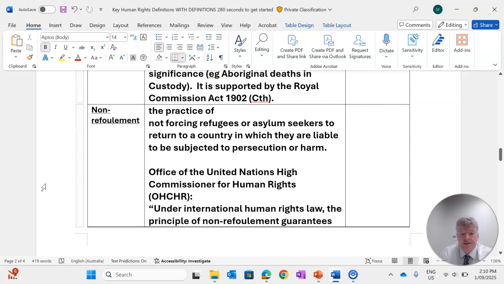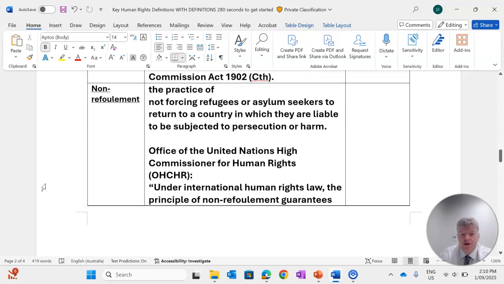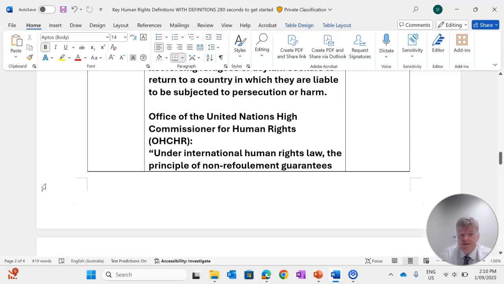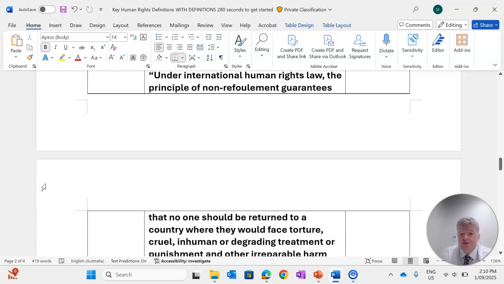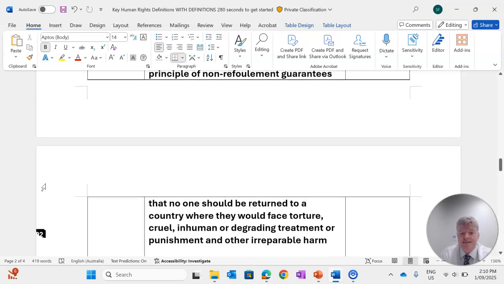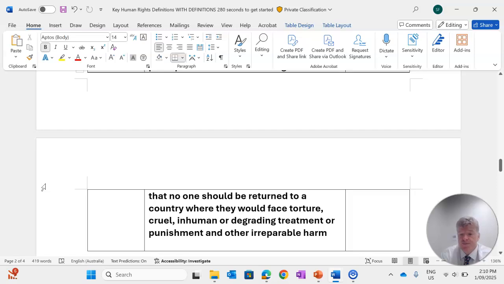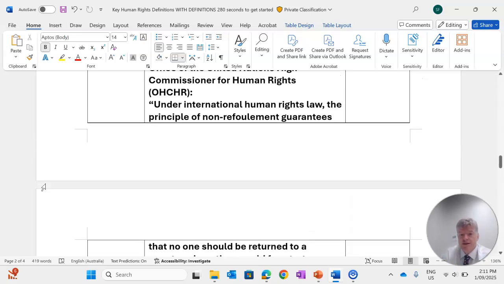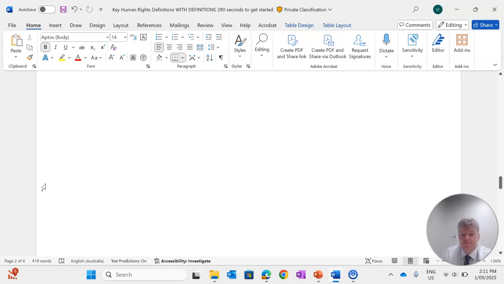Non-refoulement's one we may have looked at a little bit in the assignment, the practice of not forcing refugees, asylum seekers back to a country where they're liable to be subject to persecution or harm. So the Office of the United Nations High Commissioner for Human Rights has it this way: under international human rights law, the principle of non-refoulement guarantees that no one should be returned to a country where they would face torture, cruel, inhumane, or degrading treatment or punishment or other irreparable harm. So it's being very careful about when an asylum seeker might come to seek protection in Australia, they're saying they're being persecuted, which is the definition of a refugee, then that obligation falls on Australia not to send them back to be exposed to harm.